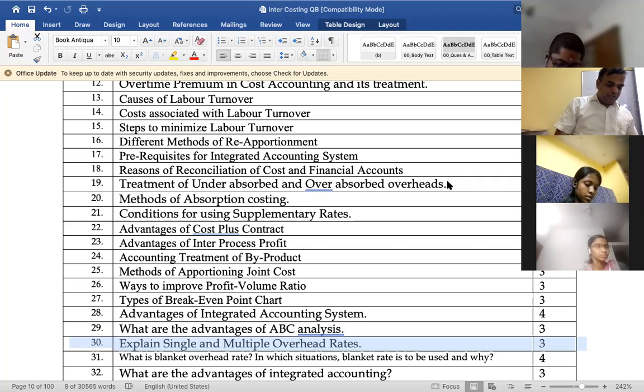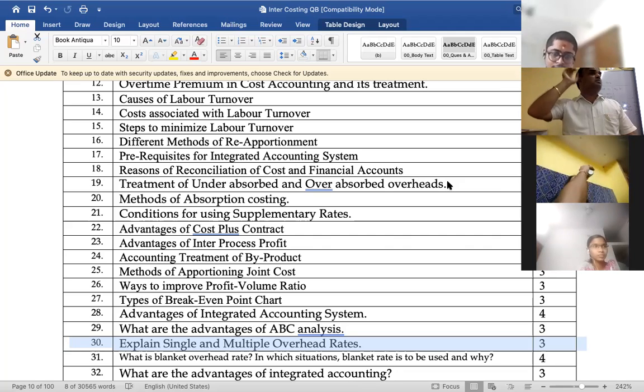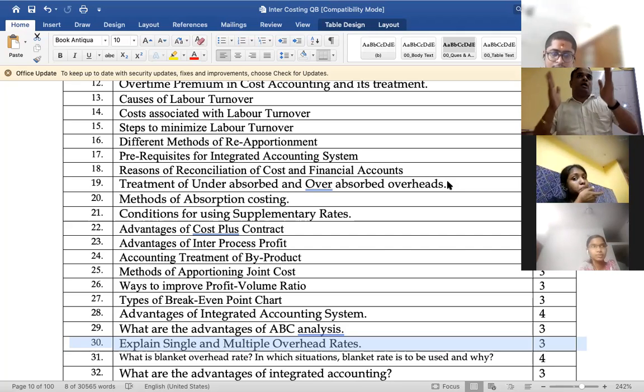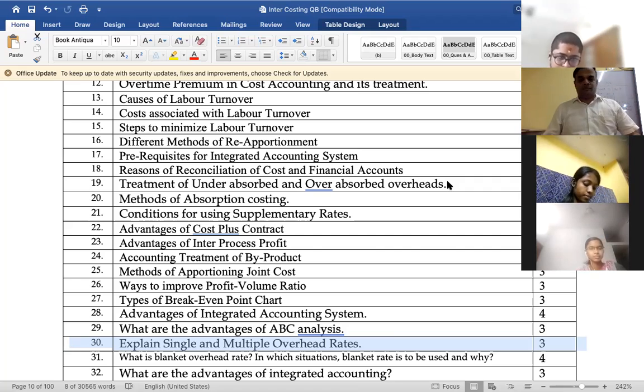Before departmental rates, what are the two conditions for blanket overhead rate? First point: only one major product, uniform. Either there should be only one major product, or if more than one product, all products go through all processes and the processing time should remain the same. Very good. Then departmental rate.